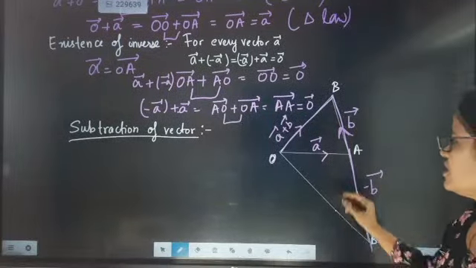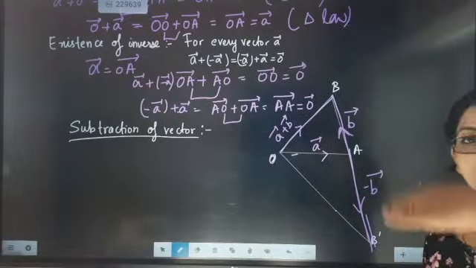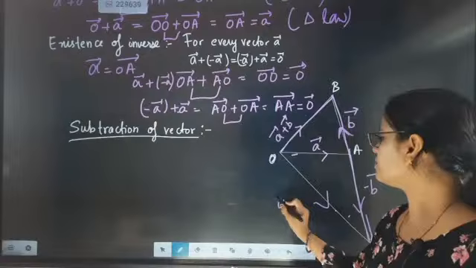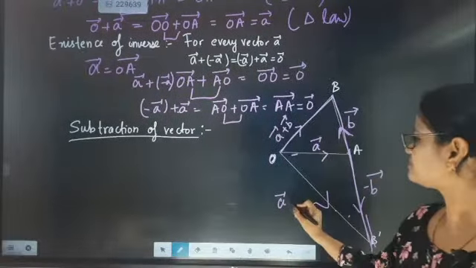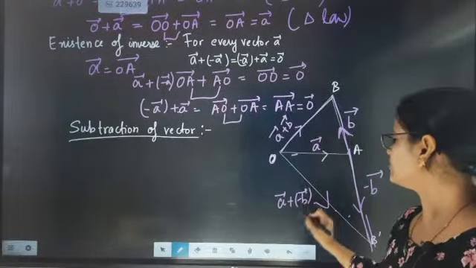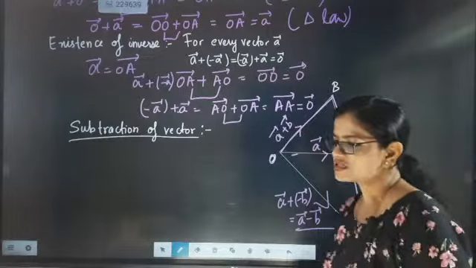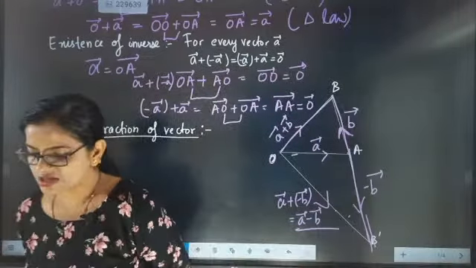So what will be the resultant? Following the arrow, the resultant will become like this. So the resultant will become A vector plus this part, minus B vector. So this section will become A vector minus B vector. This is exactly the subtraction of vector.